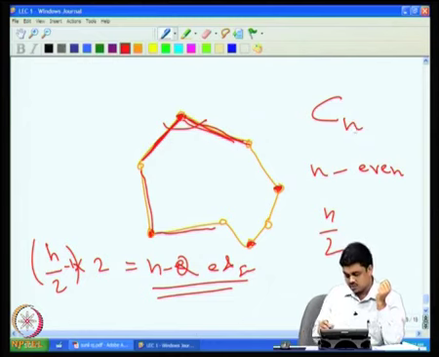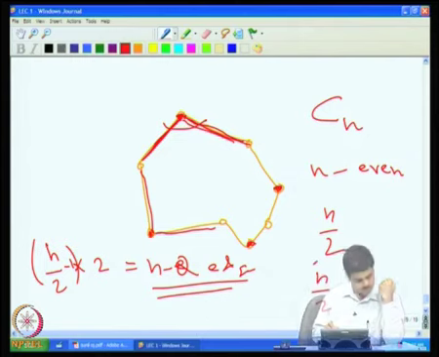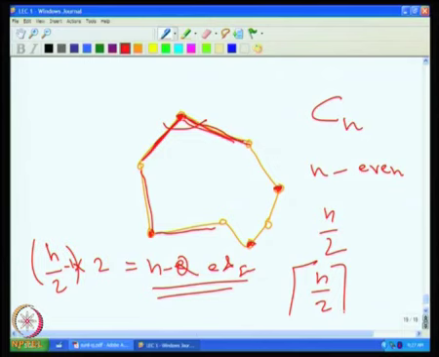Similarly, suppose n is an odd number. Then you can easily see that you need the ceiling of n by 2, because if you take n by 2 with the floor, each vertex will cover only 2 edges, so that will be less than n.